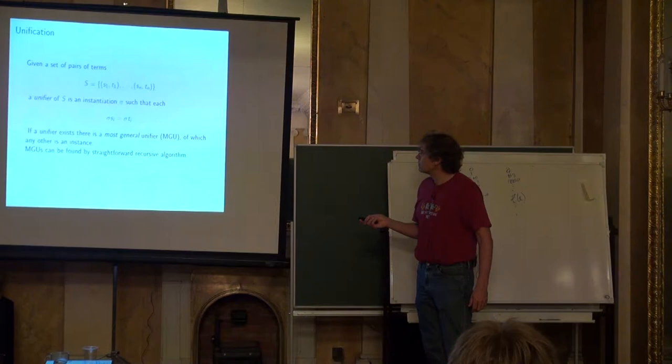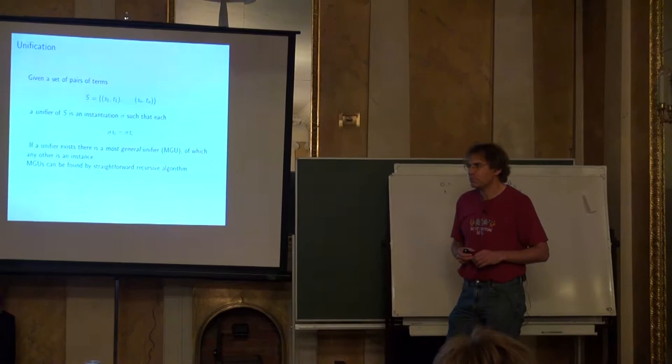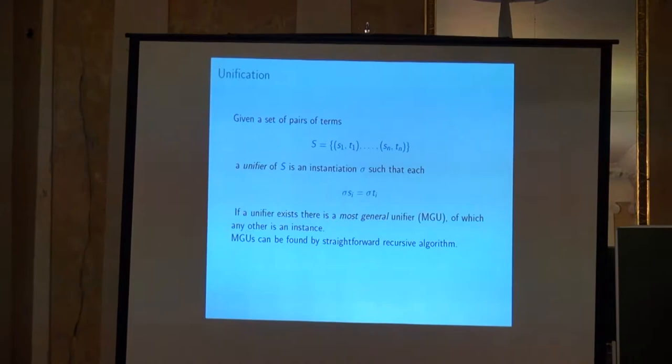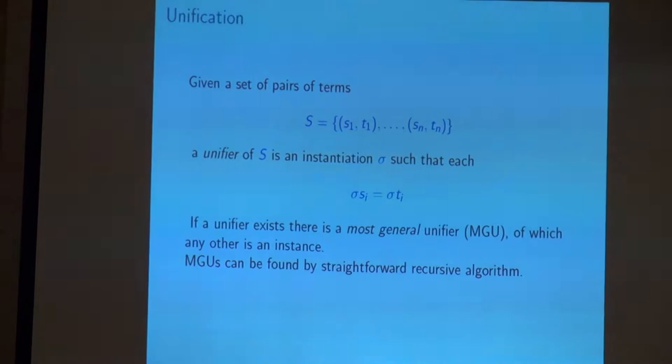So again, people may well be familiar with this because unification comes up in lots of other contexts like type checking and all sorts of other situations. But just to be explicit, suppose you have a set of pairs of terms. In this particular instance I had here, we only need to unify two terms, but it's convenient to describe the general problem where you want to unify a set of terms. So what does it mean to unify a set of pairs of terms? If you have such a set of pairs of terms, a unifier is some instantiation of variables, sigma. Think of this as a way of replacing variables by terms, such that if you apply it to each s_i, you get the same as if you apply it to each t_i.